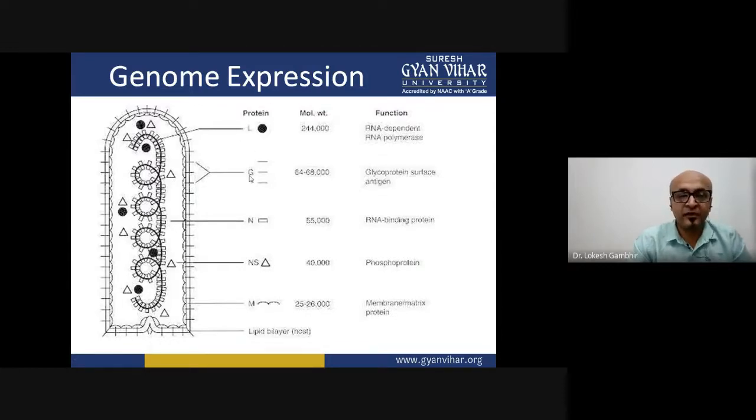Then we have G protein. The G proteins are the spikes that are present on the surface of the envelope, called glycoproteins. Then we have N protein. N protein is a ribonucleoprotein which will bind to the RNA and will stabilize the RNA. Then we have NS protein, which is responsible for forming the phosphoprotein. And this particular phosphoprotein will combine with the L protein to give rise to a polymerase complex.